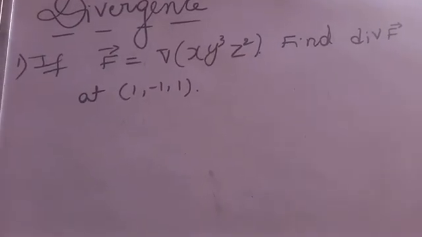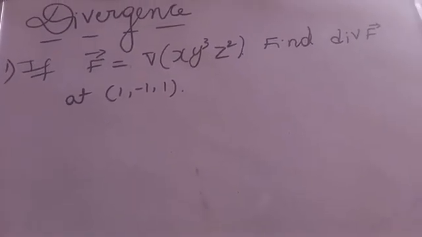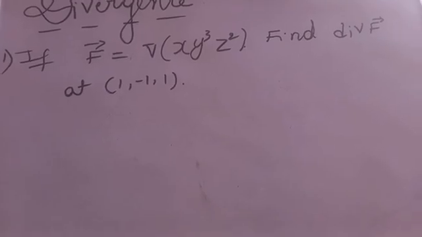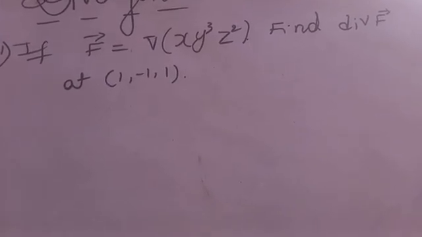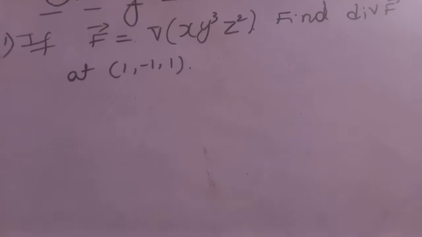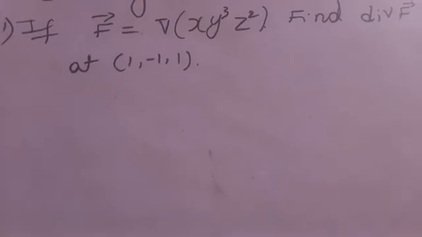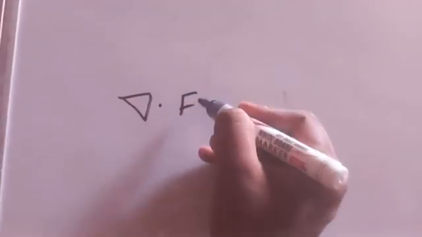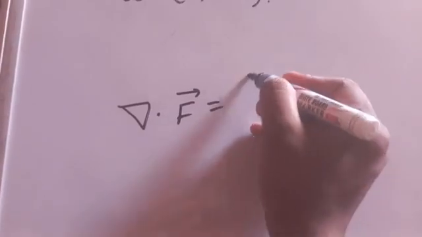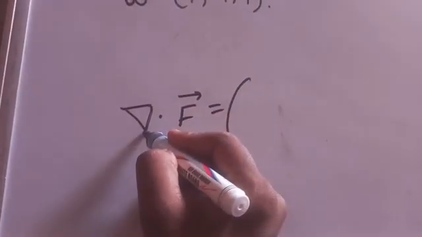So, problems on divergence. What is divergence? Divergence is a scalar value that is calculated from a vector field. For example, del dot F. Divergence is a scalar point function. What is del?